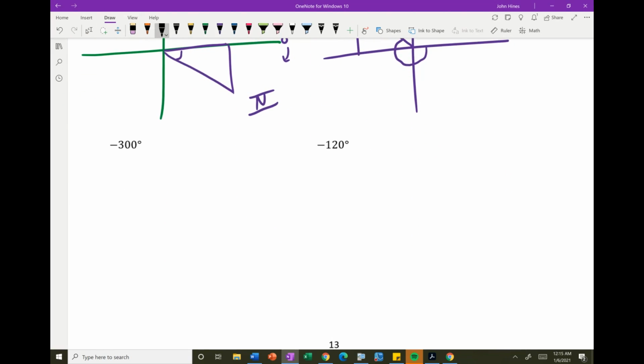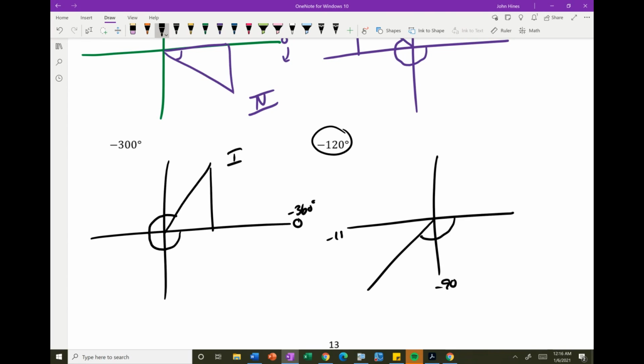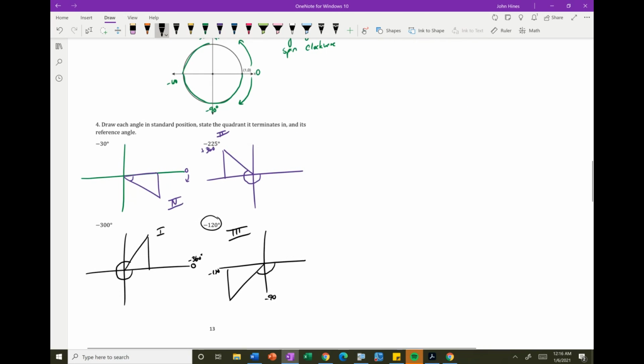Negative 300 degrees. All right, so negative 90, 180, 270. Well, this is 0, but it's also negative 360 degrees, so negative 300 didn't make it there yet. So it's really a quadrant 1 angle. And finally, negative 120. Negative 120 spins right there, right? That's negative 90, that's negative 180. So negative 120 is really a quadrant 3 angle. Okay, so negative angle measures we just spin clockwise instead of our normal counterclockwise rotation.